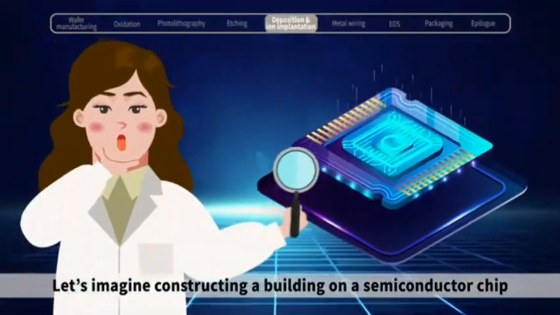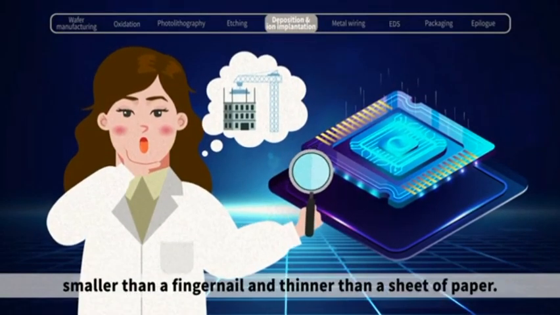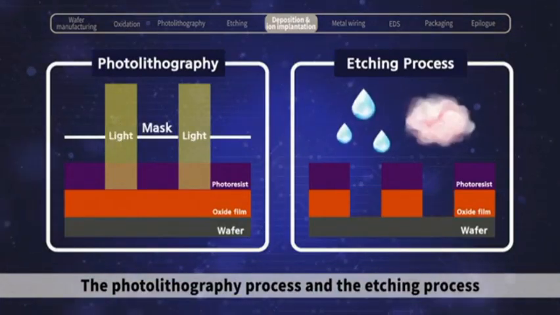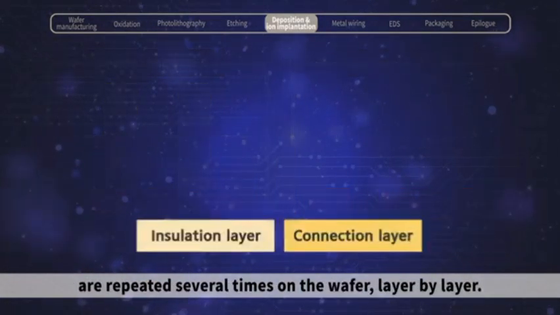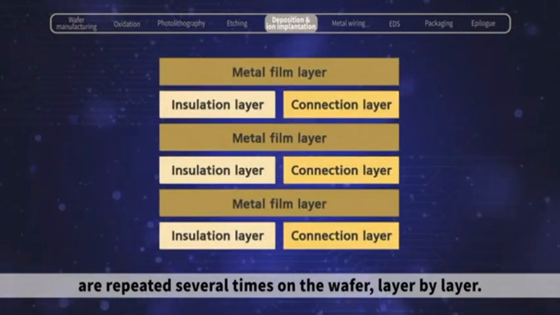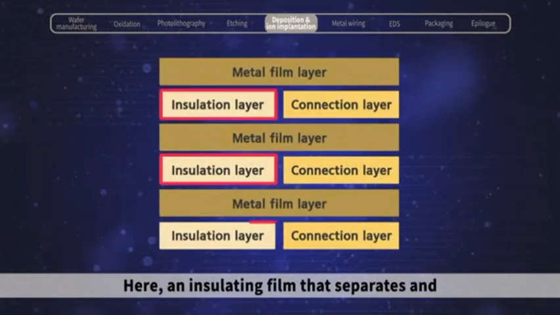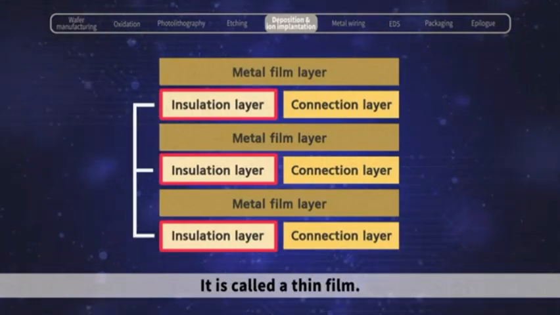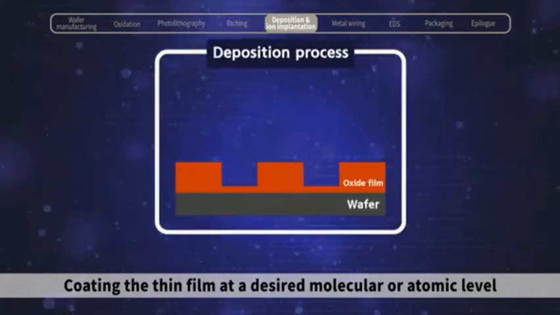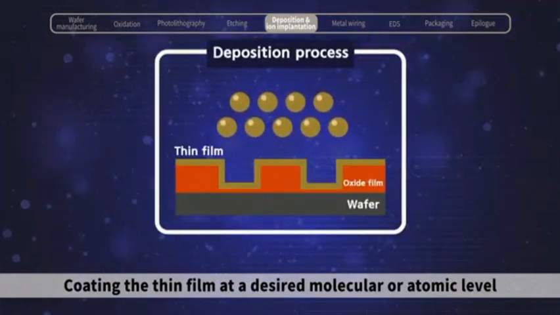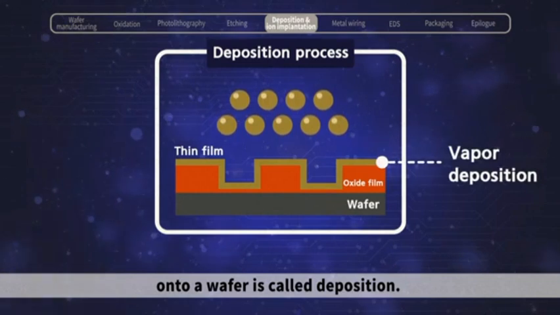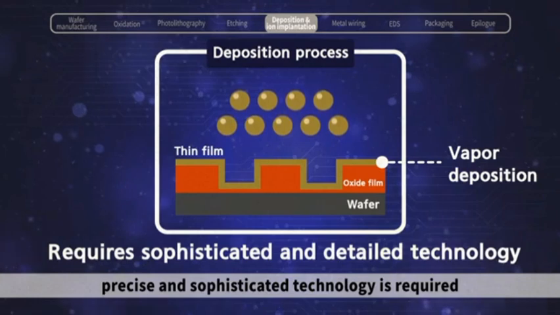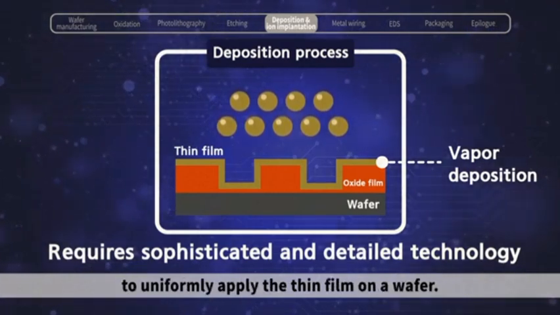Let's imagine constructing a building on a semiconductor chip smaller than a fingernail and thinner than a sheet of paper. The photolithography process and the etching process are repeated several times on the wafer, layer by layer. Here, an insulating film that separates and protects the stacked circuits is required. It is called a thin film. Coating the thin film at a desired molecular or atomic level onto a wafer is called deposition. Since the coating is so thin, precise and sophisticated technology is required to uniformly apply the thin film on a wafer.